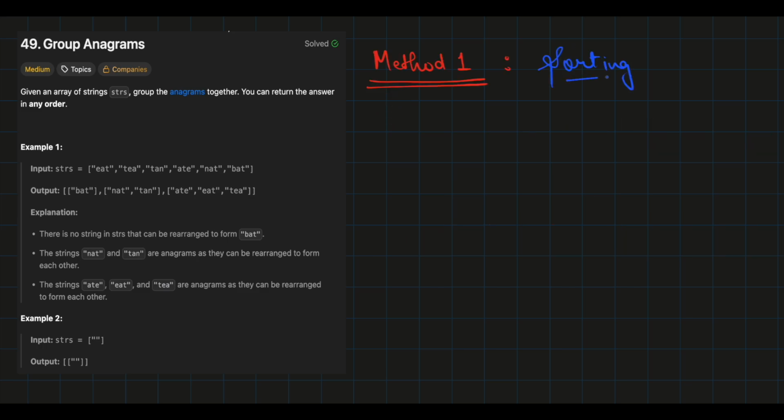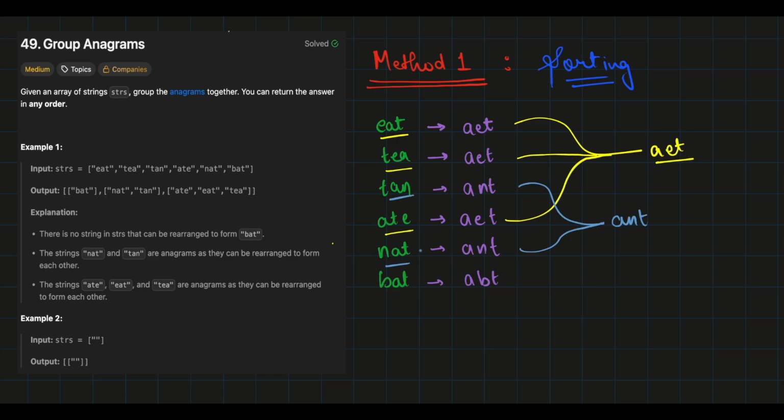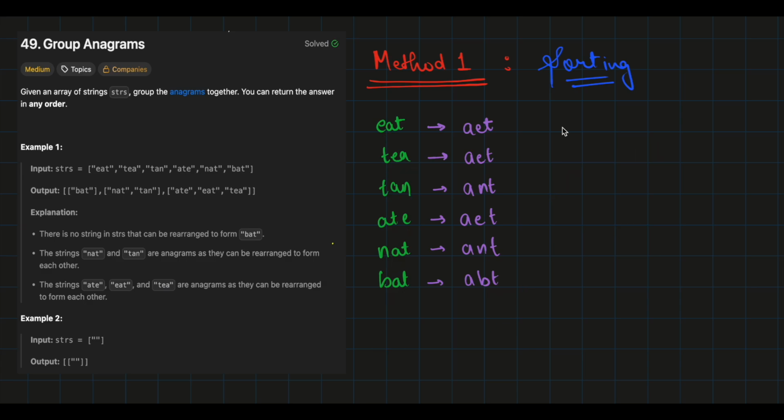The first method we can use is sorting. Taking example 1, if we sort all these elements, we will get these. For eat, tea, and ate, we have a common sorted element, that is AET. For tan and nat, we have a common sorted element, that is ANT. And bat doesn't sort with anyone, so it remains separate. We will use a map data structure here to store the elements. As the key, we will be storing the sorted strings, and for the value, we will have a vector of strings that will be the original strings.